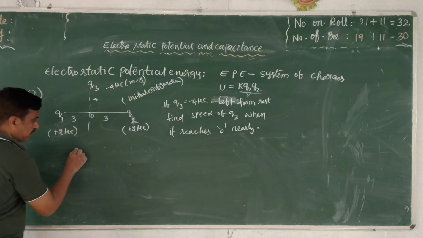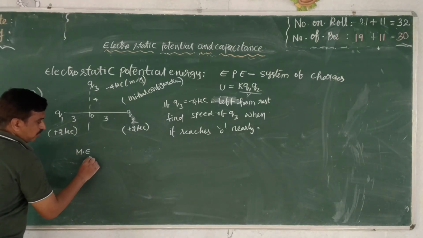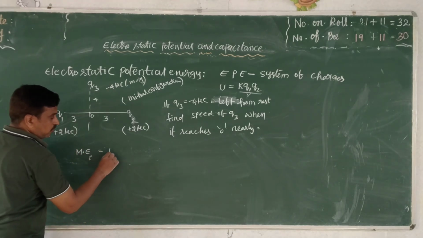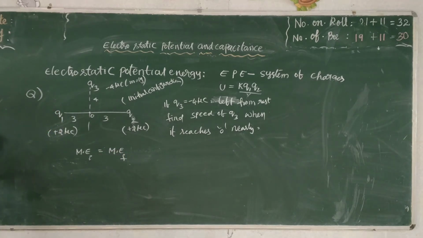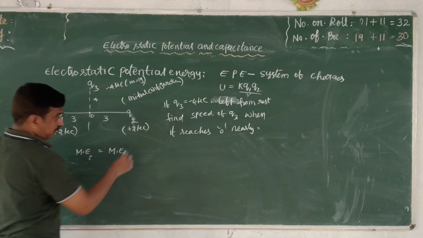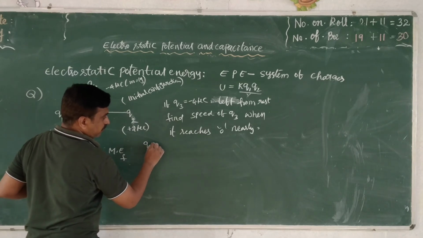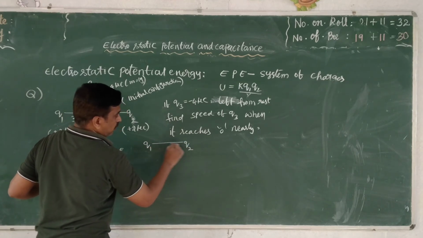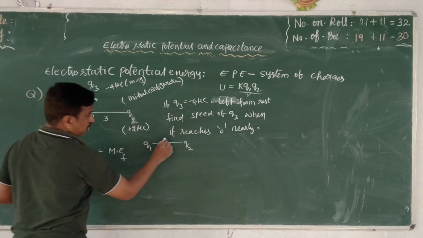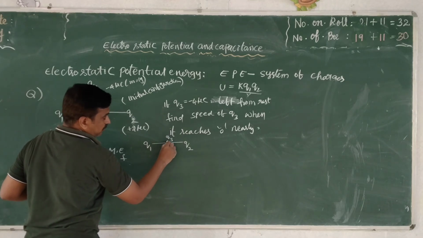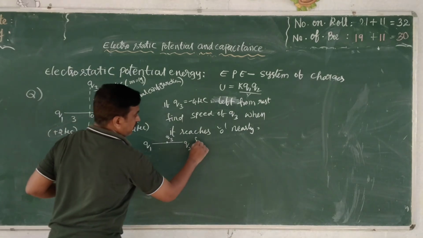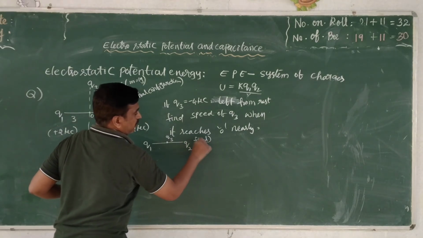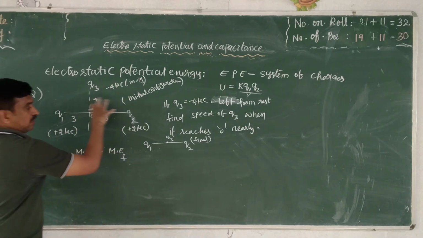I write here: mechanical energy of the initial configuration equals mechanical energy of the final configuration. The final configuration is Q1, Q2, and Q3 reaching this point. While reaching it, what is the speed of Q3? That is what we want to find out. This is the final configuration. See, this is initial, this is final.